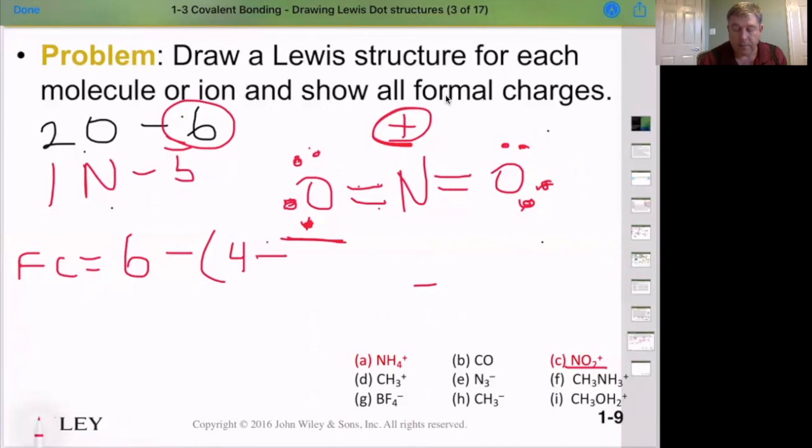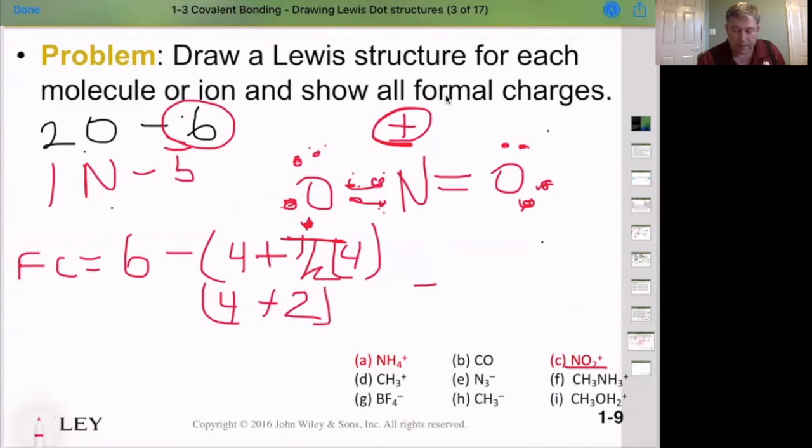And then plus 1/2 of the shared electrons. We have 1, 2, 3, 4 shared electrons. So 1/2 of 4 is 2, plus 4, which is 6. So the stuff inside the bracket is equal to 6, minus 6 means the formal charge on oxygen is 0.